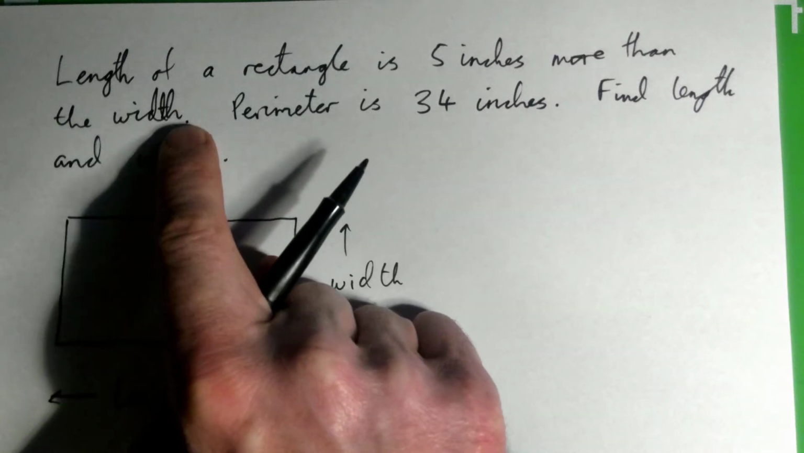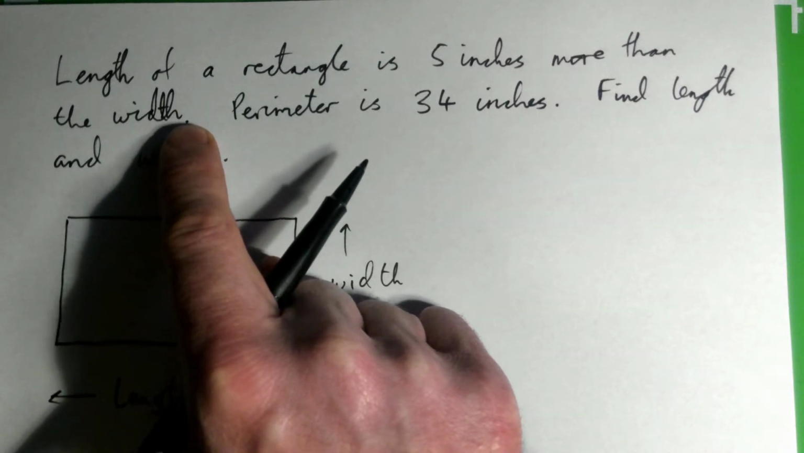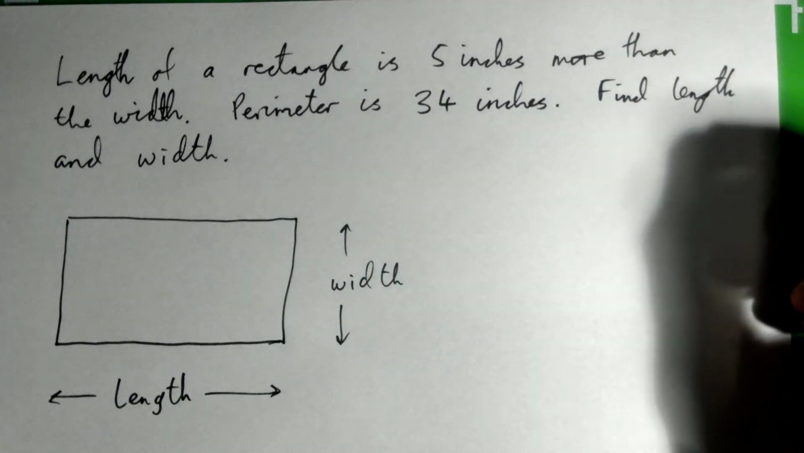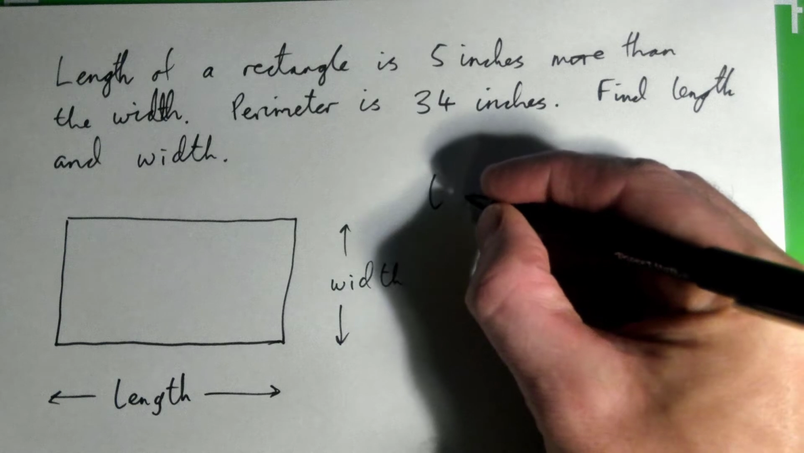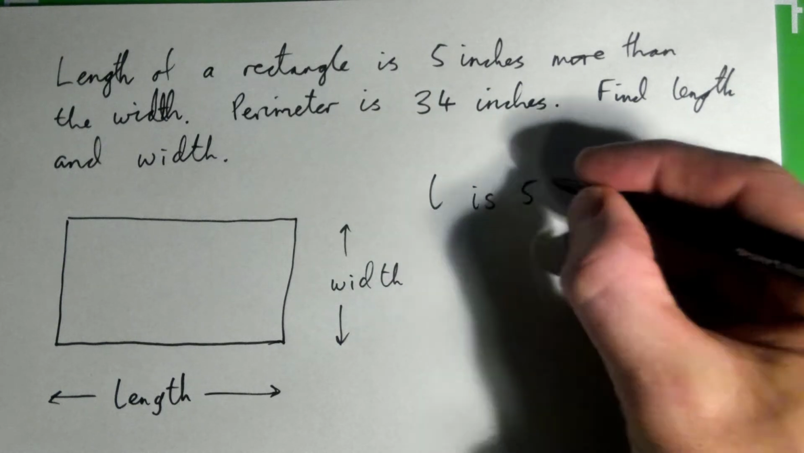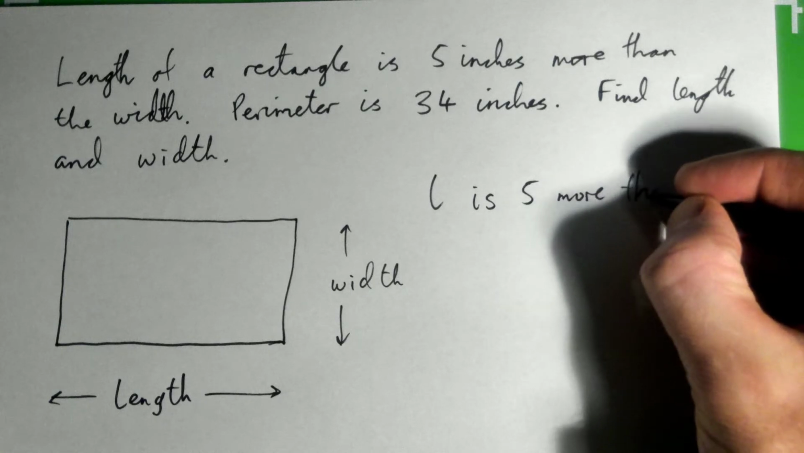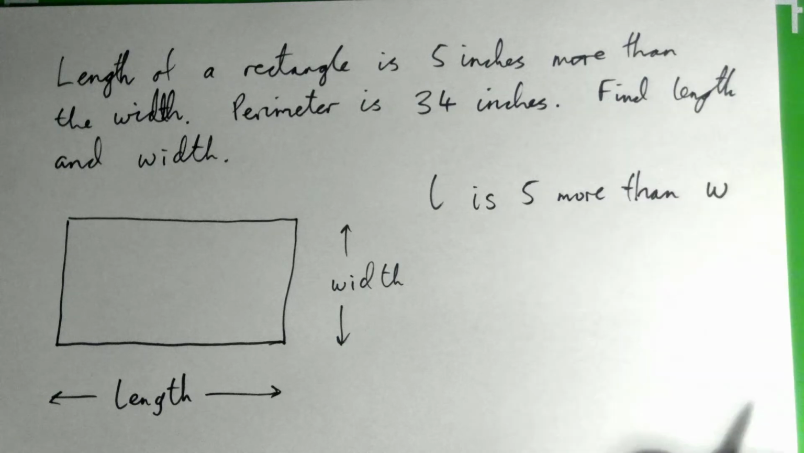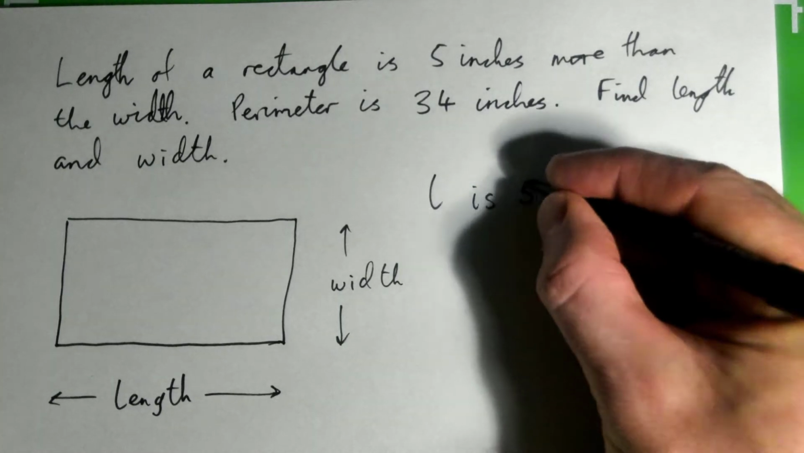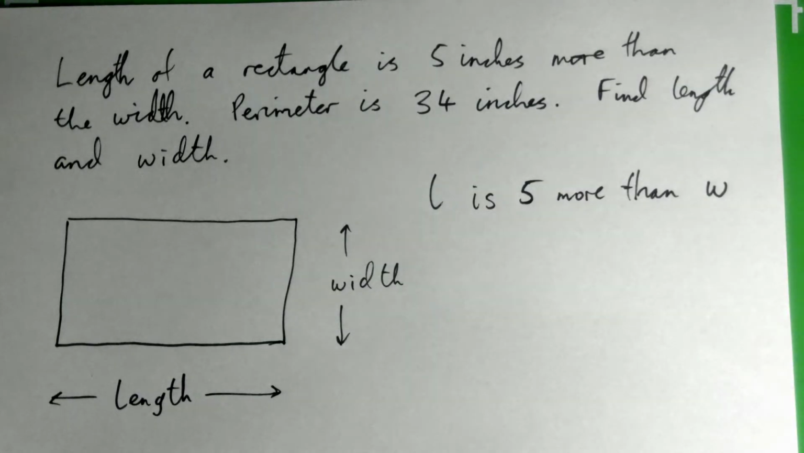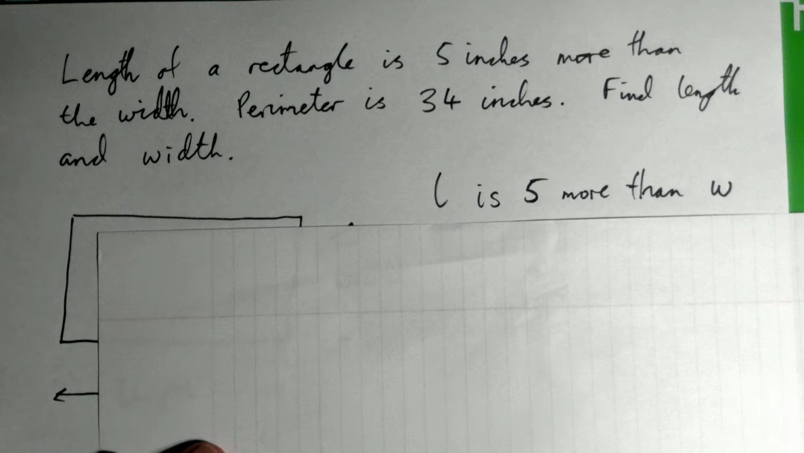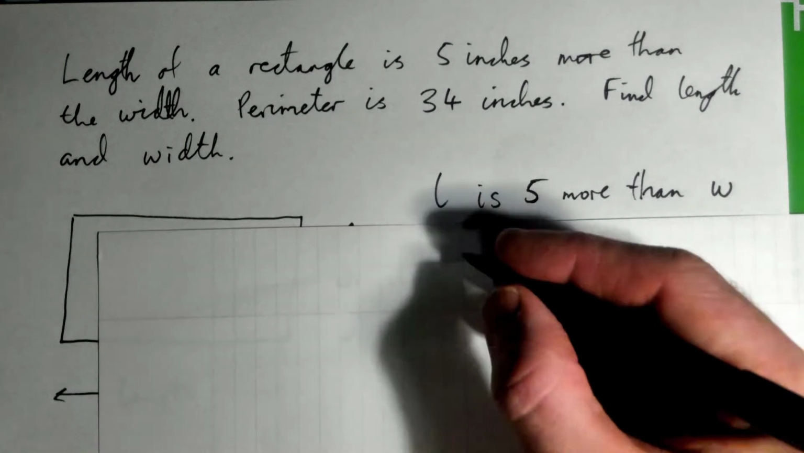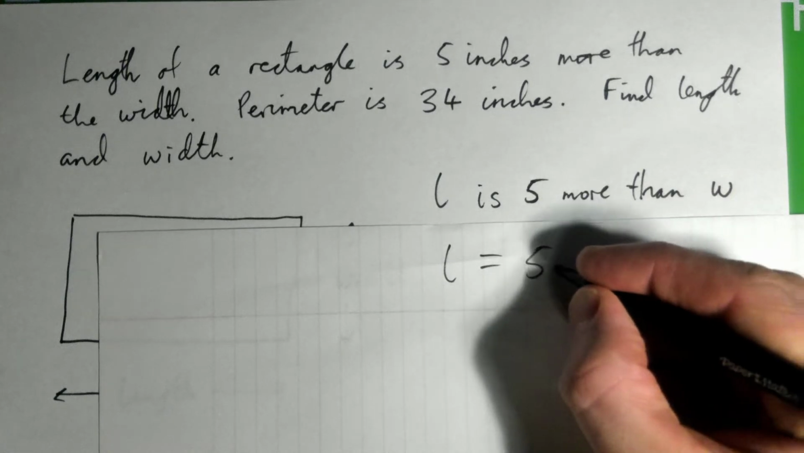So let's just take that first sentence. The length is 5 more than the width. So it's kind of like saying L, I'll say L is length, is 5 more than the width, W. Does that make sense? L is 5 more than W. Can we turn that into an equation? Go ahead and see if you can turn that into an equation. Like I need an equal sign, basically. L equals 5 times W.